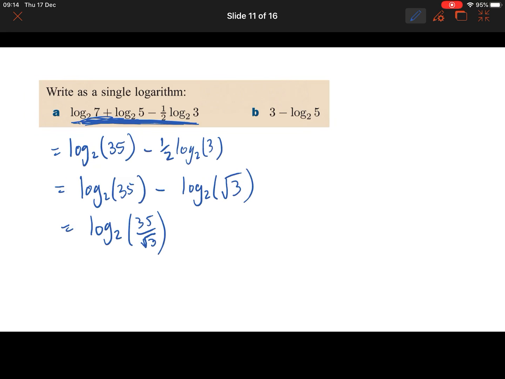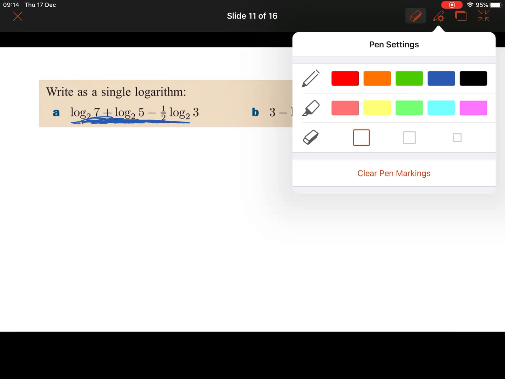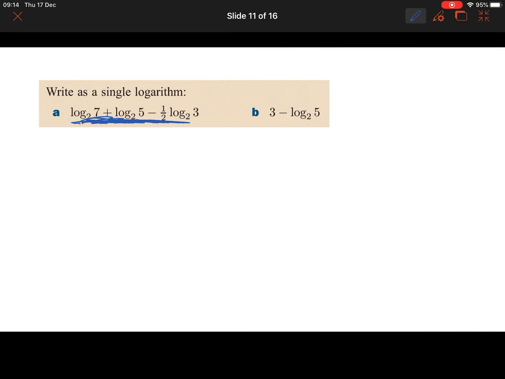And there is my answer. I've combined all of this into a single logarithm. If you want to, you can rationalize the denominator of that as well. But it's okay as it is, to be fair.